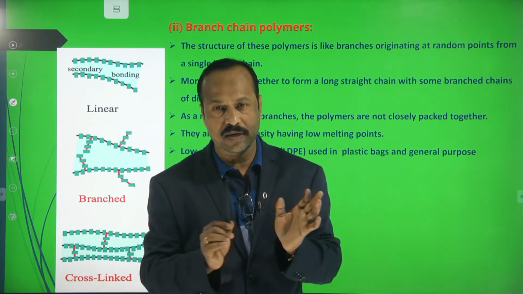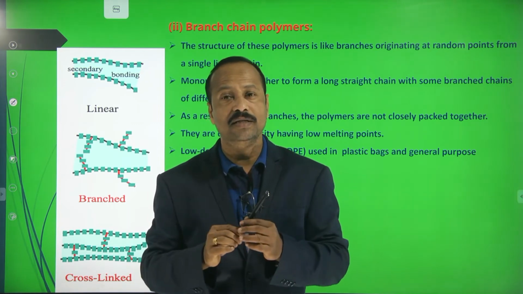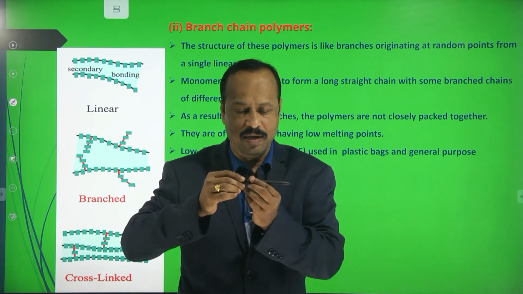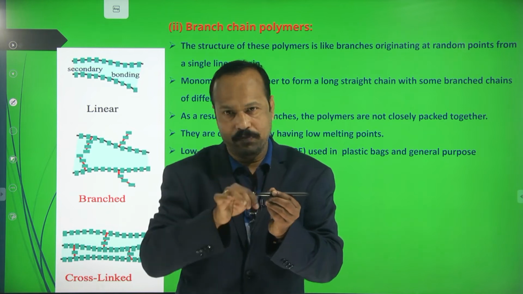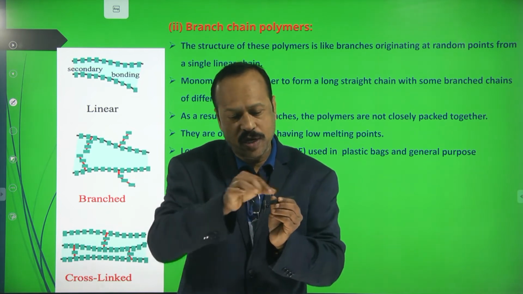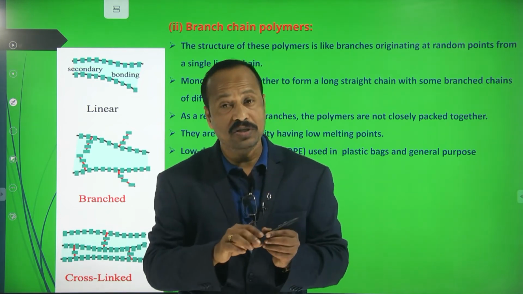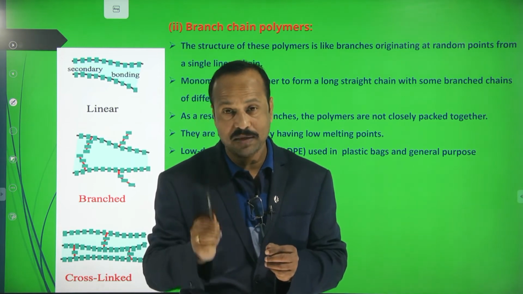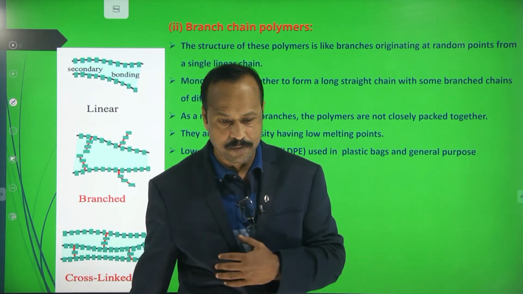So how will the branches be there for the tree? Similar to your linear polymer, some branches will be joined here. Some other monomers will join to form branches. So this type of polymer is called a branch chain polymer. Clear?